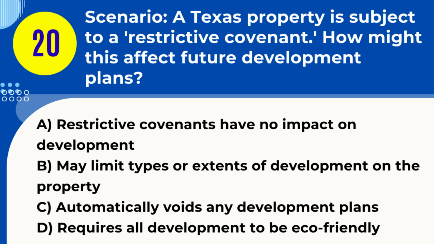Question 20. Scenario. A Texas property is subject to a restrictive covenant. How might this affect future development plans? A. Restrictive covenants have no impact on development. B. May limit types or extents of development on the property. C. Automatically voids any development plans. D. Requires all development to be eco-friendly.